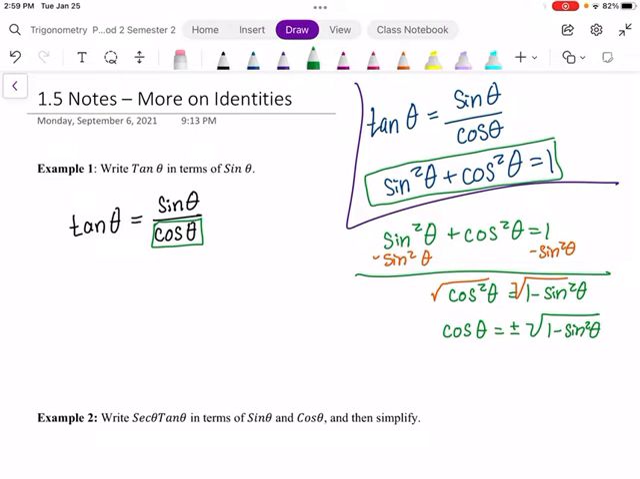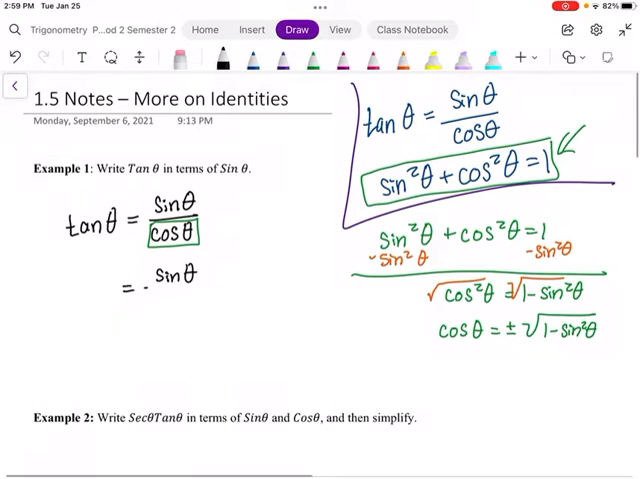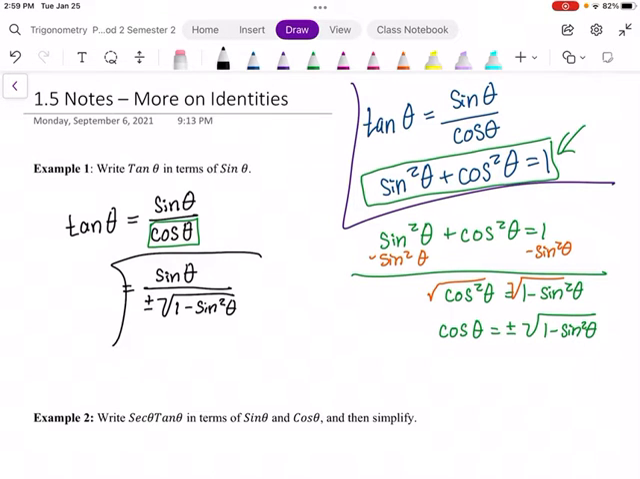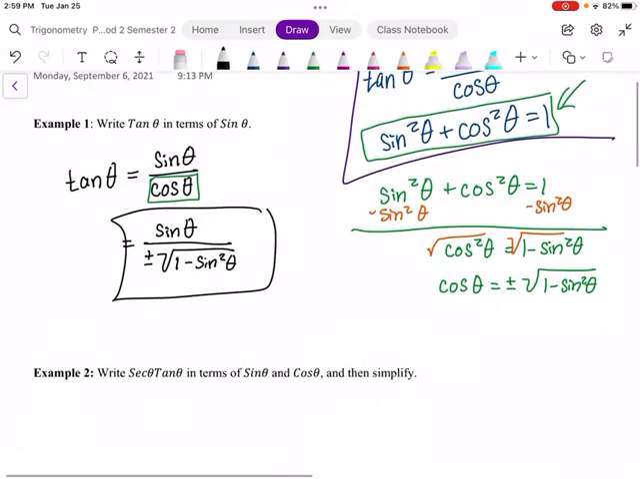This is on one of our trig identities sheets from yesterday, but you'll notice if you don't have it memorized, you can find it by just having the Pythagorean identity memorized. So then our final answer we can leave as sine theta over plus or minus the square root of 1 minus sine squared theta. And that would be our answer. And that's how we could write tangent in terms of sine. Most of them aren't going to be that complicated, the ones that we are going to be doing.